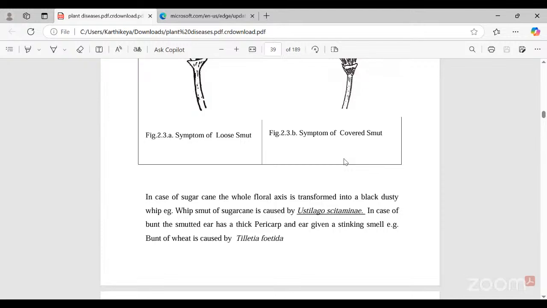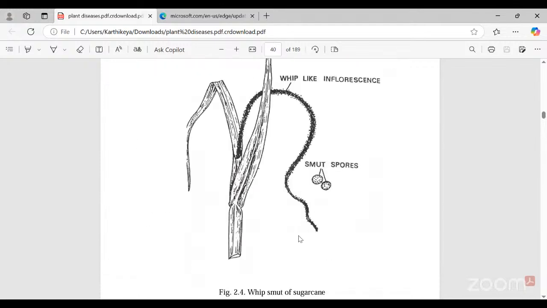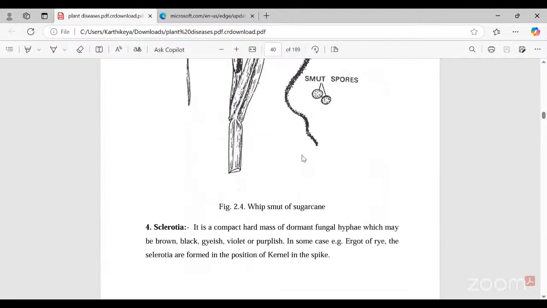In case of bunt, the smutted ear has a thick pericarp and the ear gives a stinking smell. For example, bunt of wheat is caused by Tilletia foetida. See, this is a whip-like inflorescence. These are the spores, called the whip smut of sugarcane.